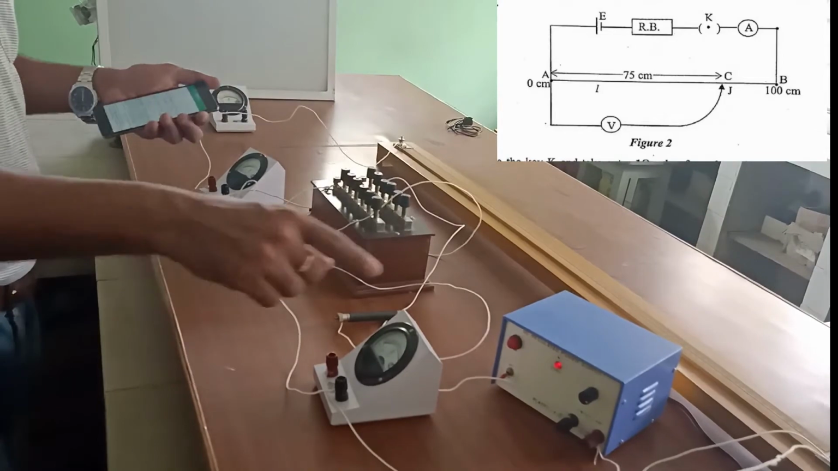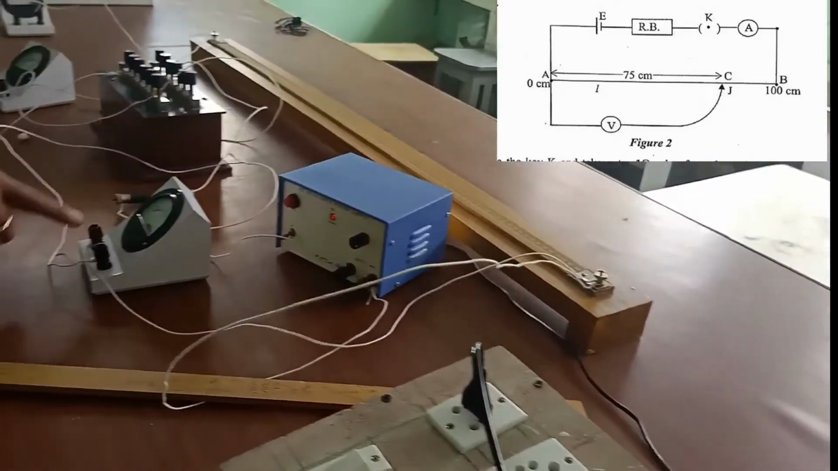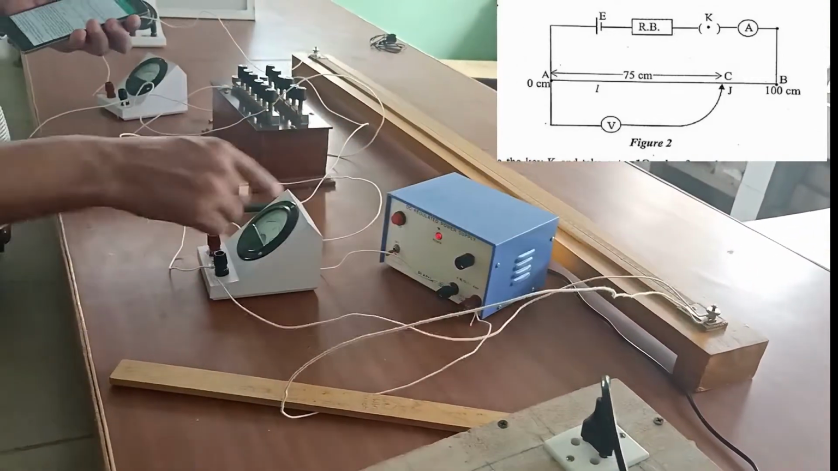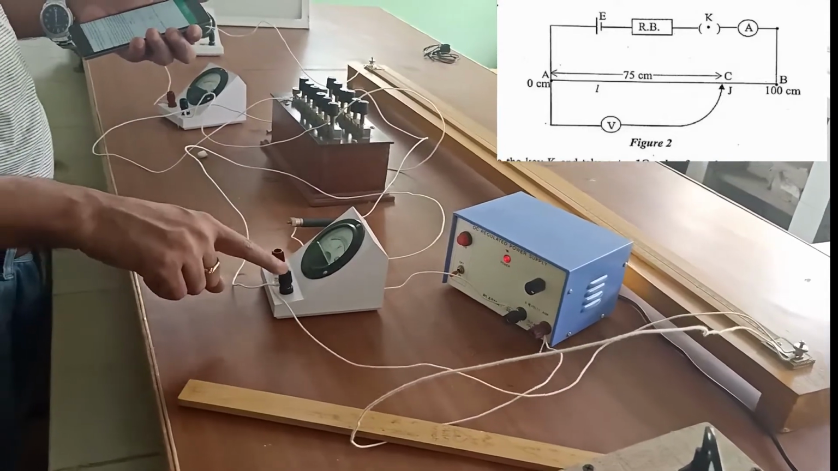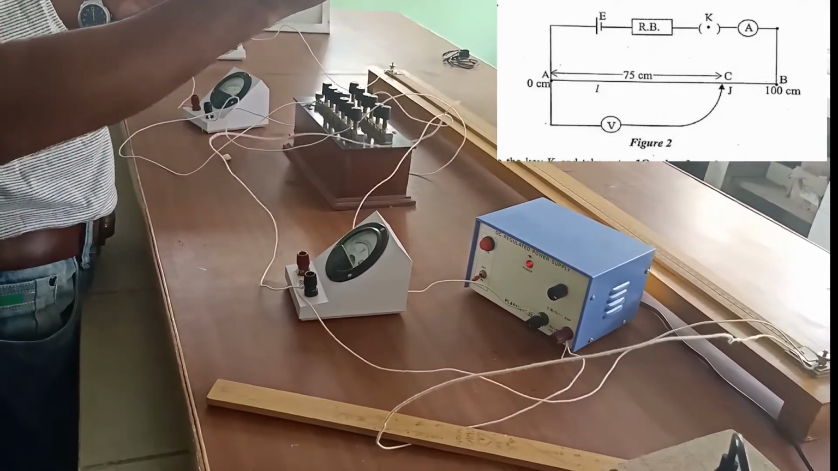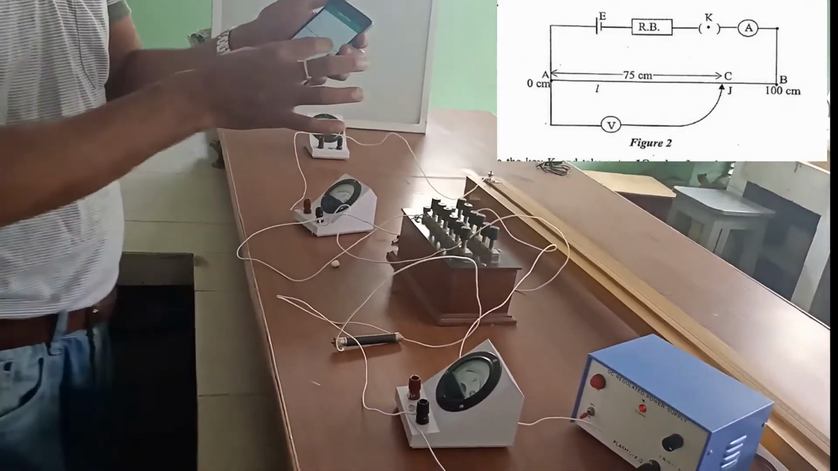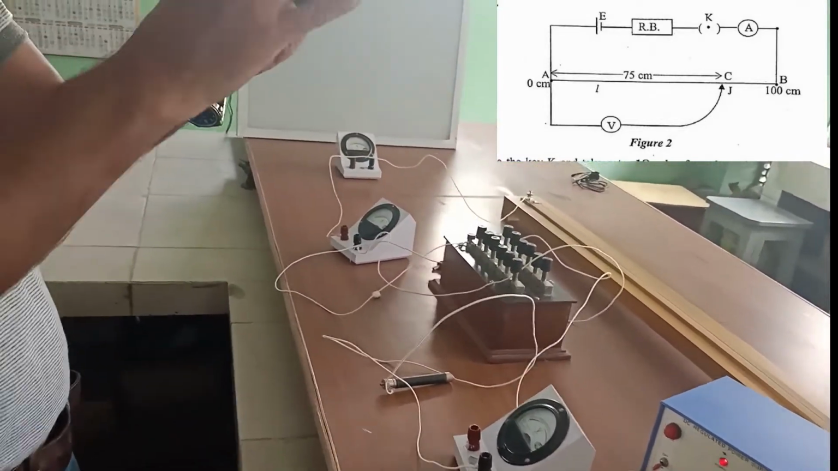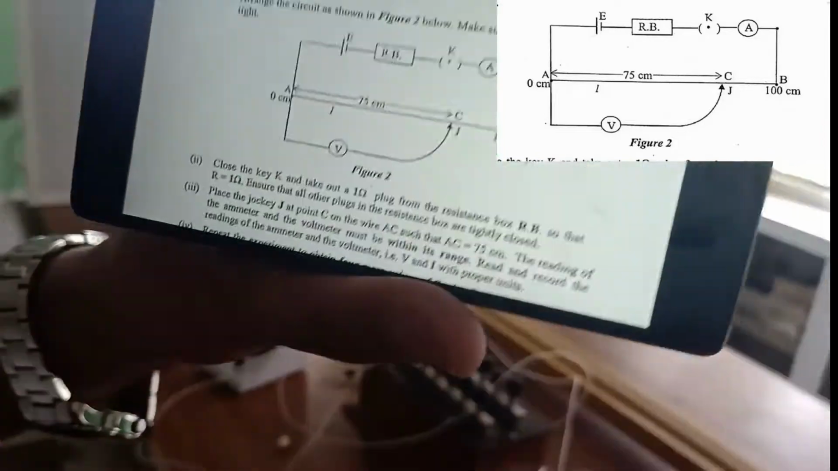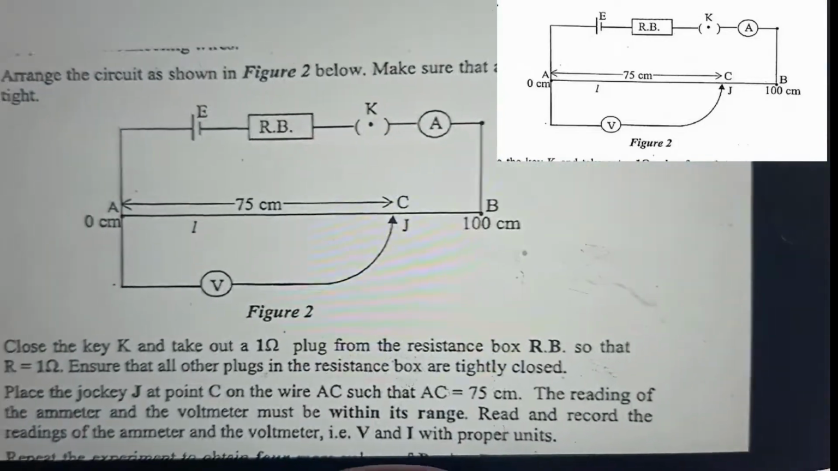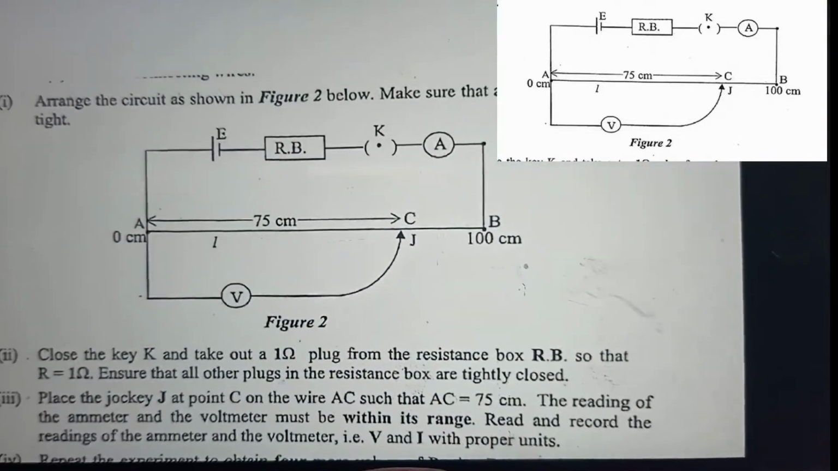Then again end A, one end is connected to another wire, which is connected to voltmeter, and the negative end of the voltmeter is connected to jockey. This is called jockey. So this way, we just have to follow the circuit diagram which I have shown you. Once again I will show you this circuit diagram. We have just followed it. Very easy to connect it according to this circuit diagram.